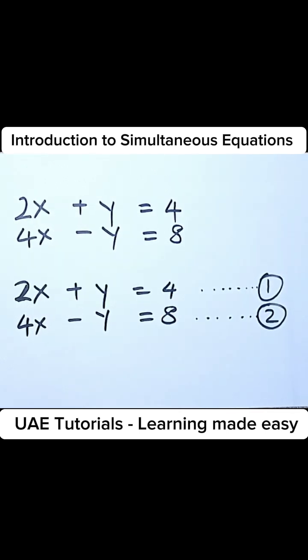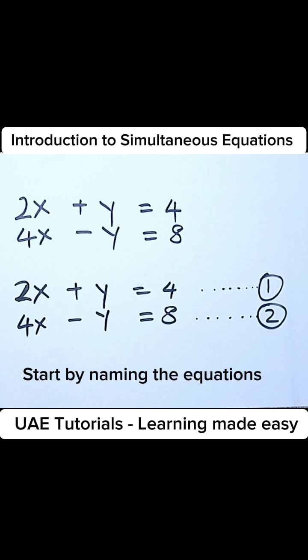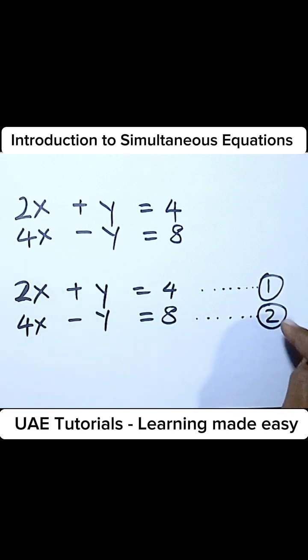To solve this simultaneous equation, I am going to start by naming the equations, because the naming will help you to keep track. I have named this first equation, equation 1, while this second equation, I simply named equation 2. So if I write 1 inside the circle, just know I am referring to equation 1, and if I write 2 inside the circle, I am referring to equation 2.